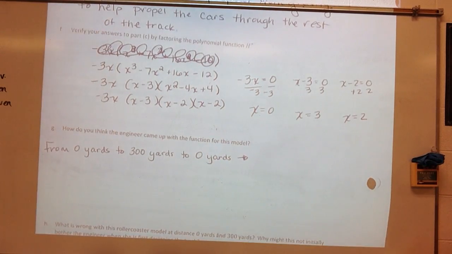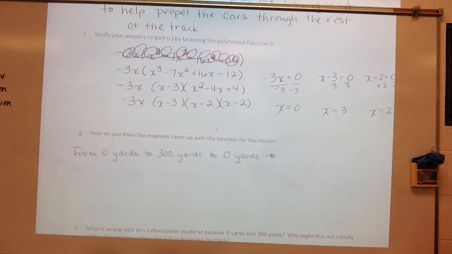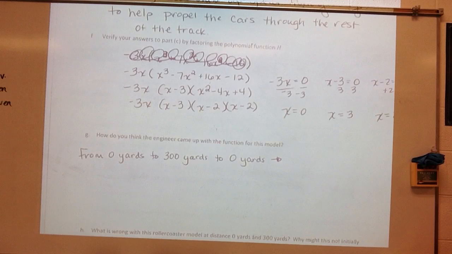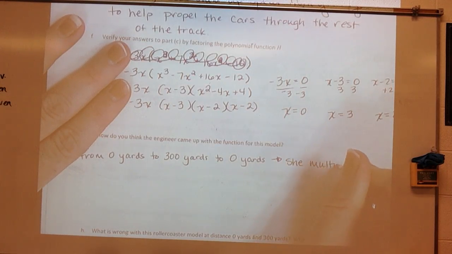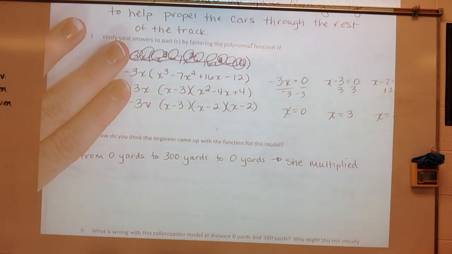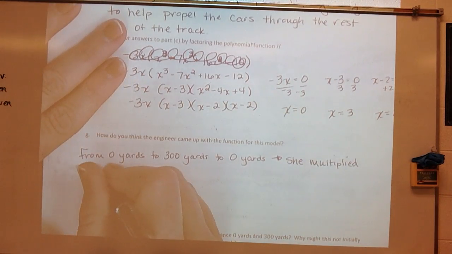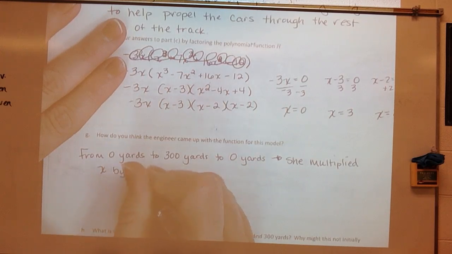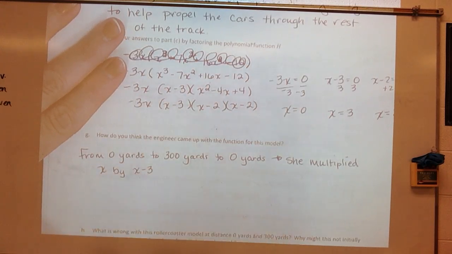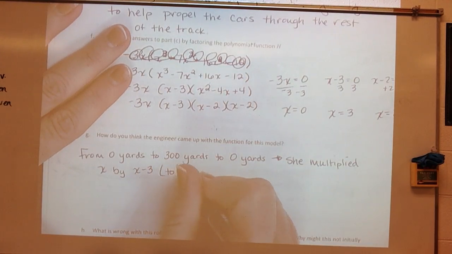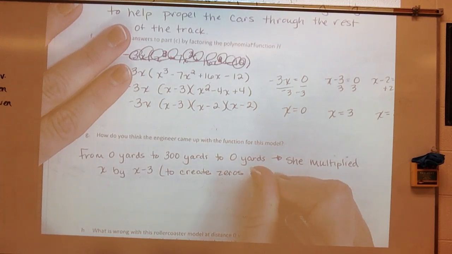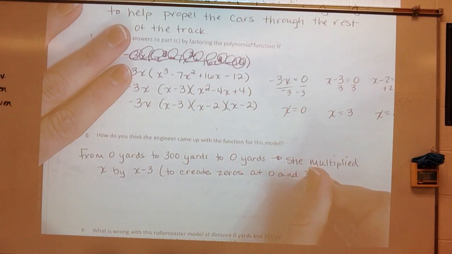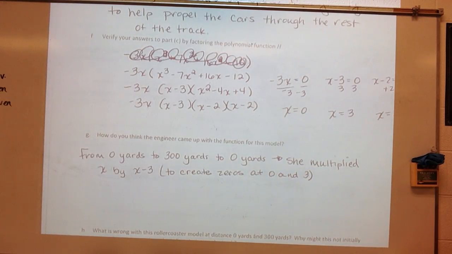So it wants to know, how does she get that? How does she get that first hill and come back down to my lowest point again? She multiplied x by x minus 3, and that creates my zeros at 0 and 3. Okay, that creates my zeros at 0 and 3.